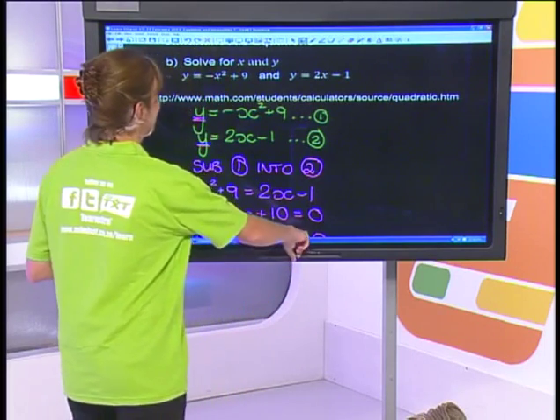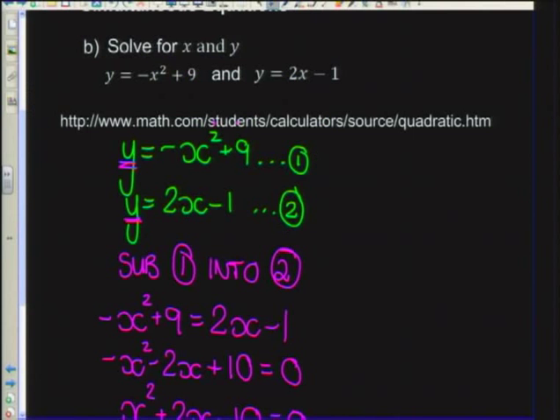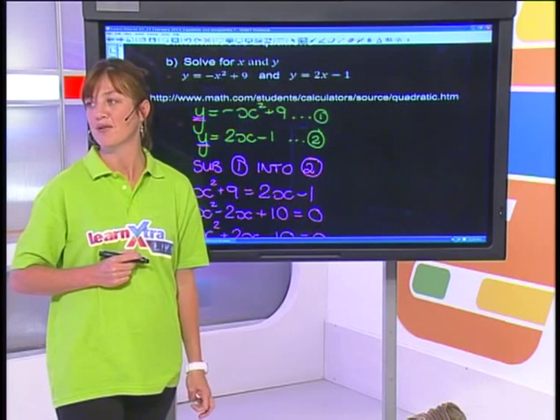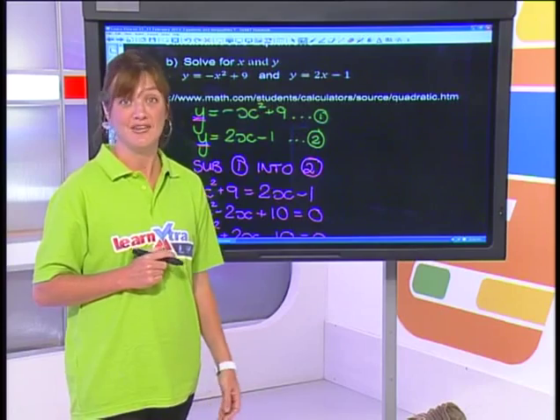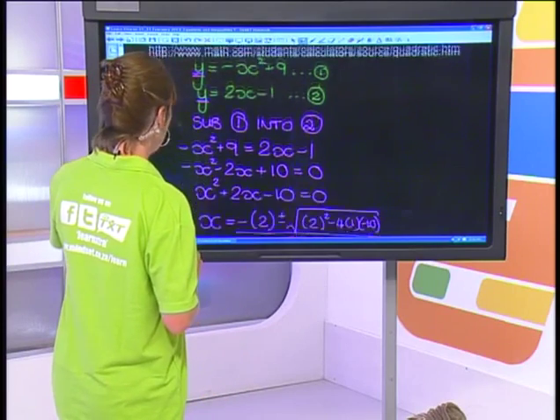Okay, so www.math.com, and then /students/calculators/source, and then finally /quadratic.htm. Quite a mouthful of a website, but go and have a look at it. It's really useful.